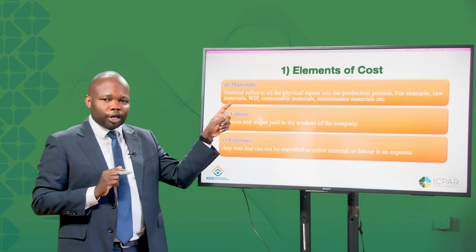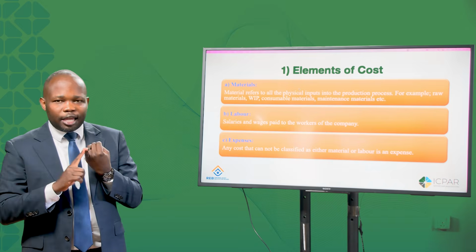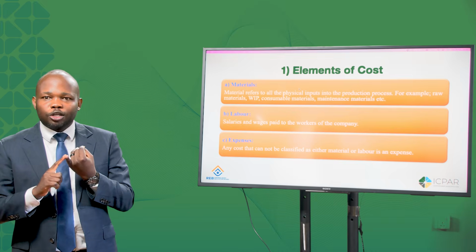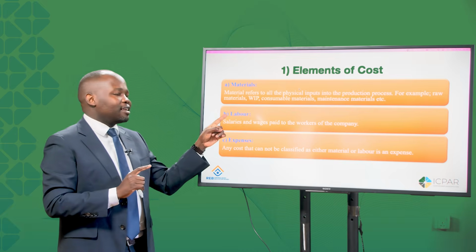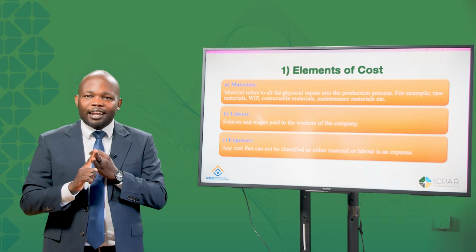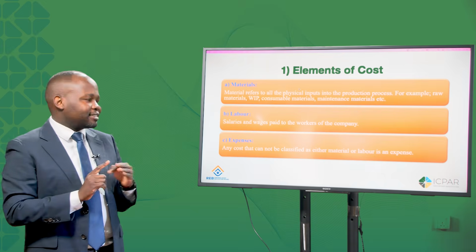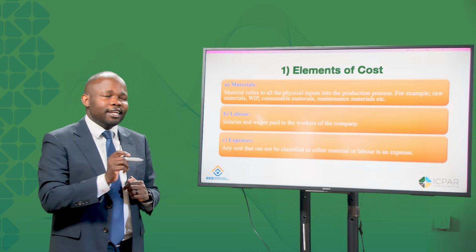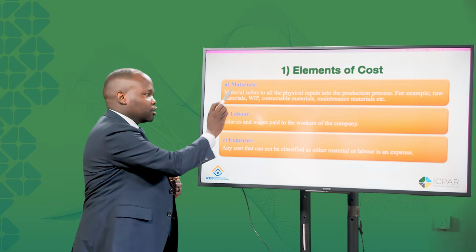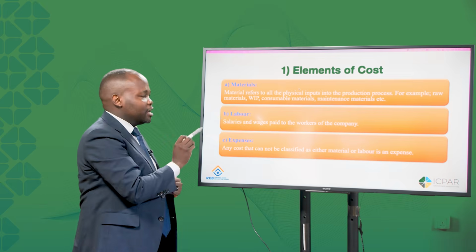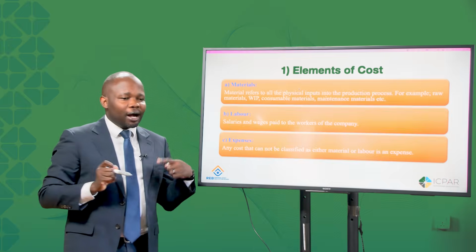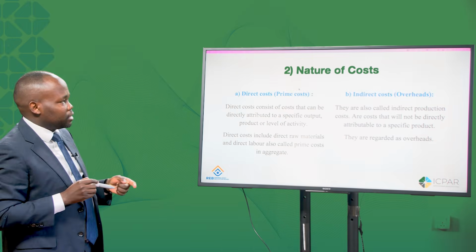What are materials? Materials are physical inputs to a production process. On the other hand, labor are the salaries and wages paid to our employees. And lastly, expenses is any cost that is not material or labor. So any cost that is not material or labor is called an expense.